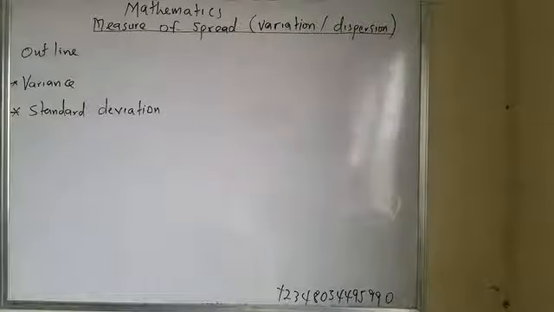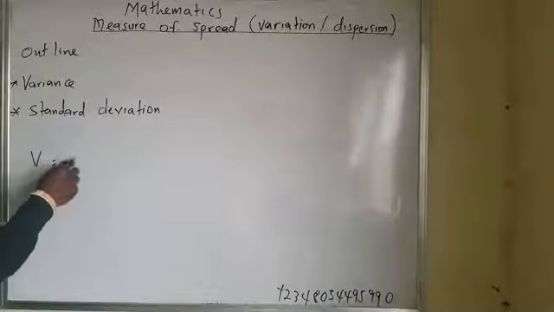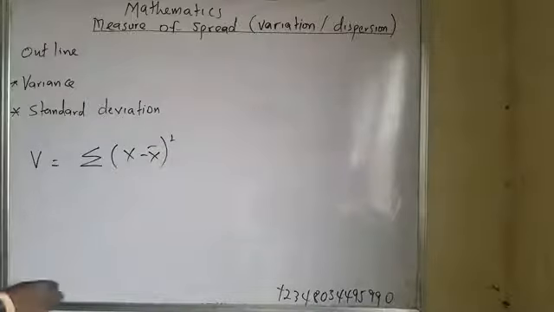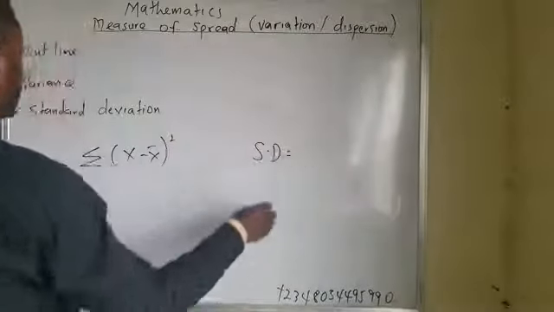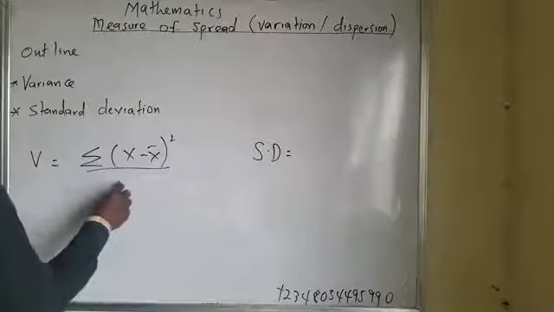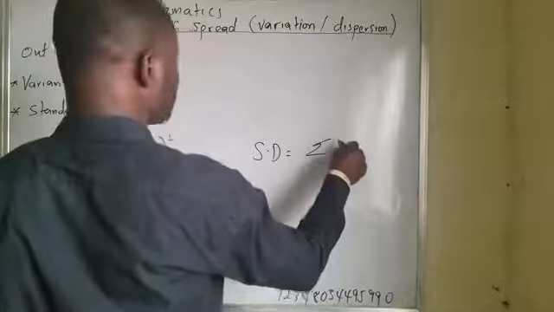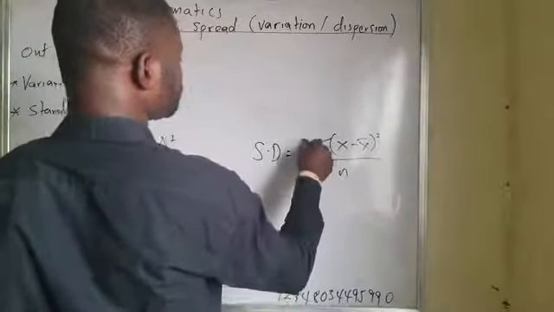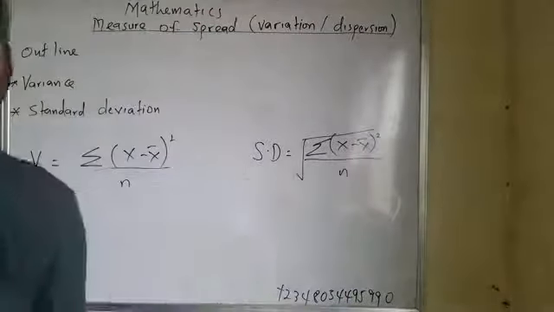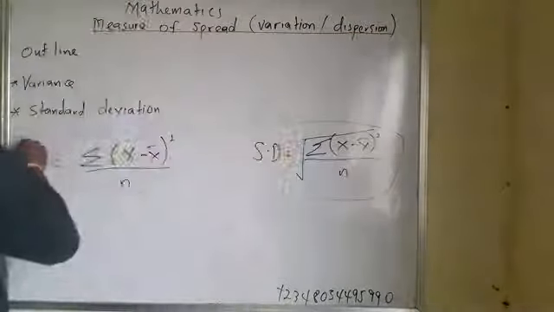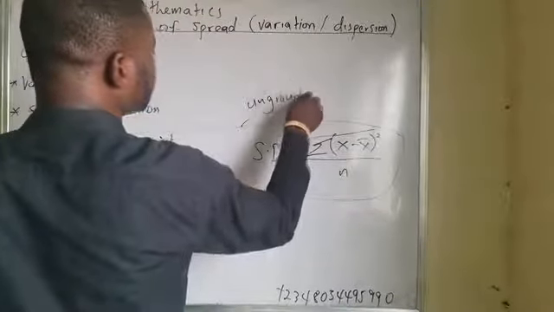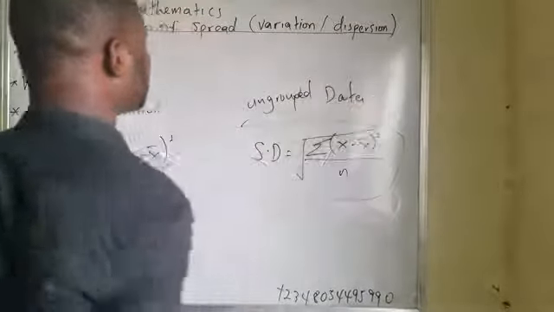Now I'll be working on variance. Before I rub this out, when I talk about variance, it is always summation of (x minus x bar) squared divided by N. My standard deviation is the root of summation of (x minus x bar) squared divided by N. Now, for this, we are talking about ungrouped data. Note that. This is for ungrouped data.